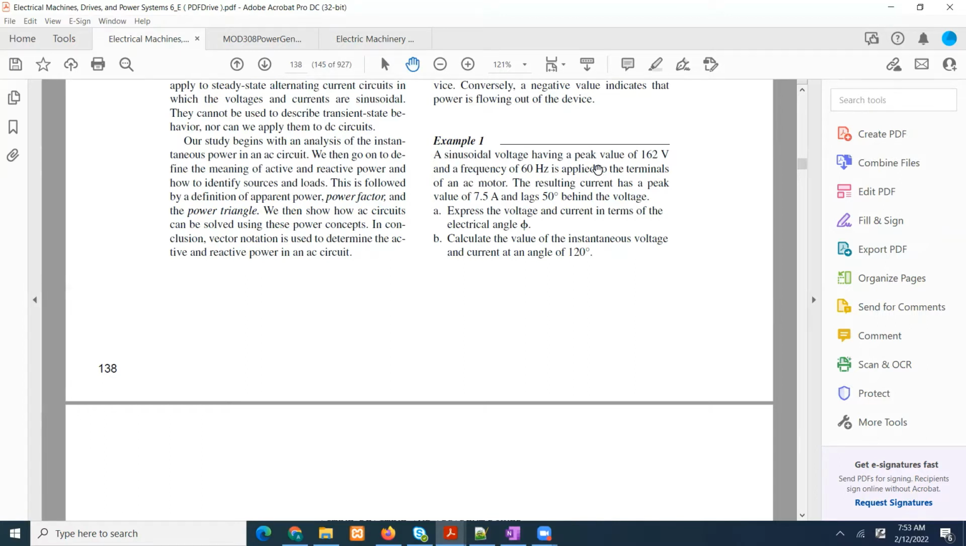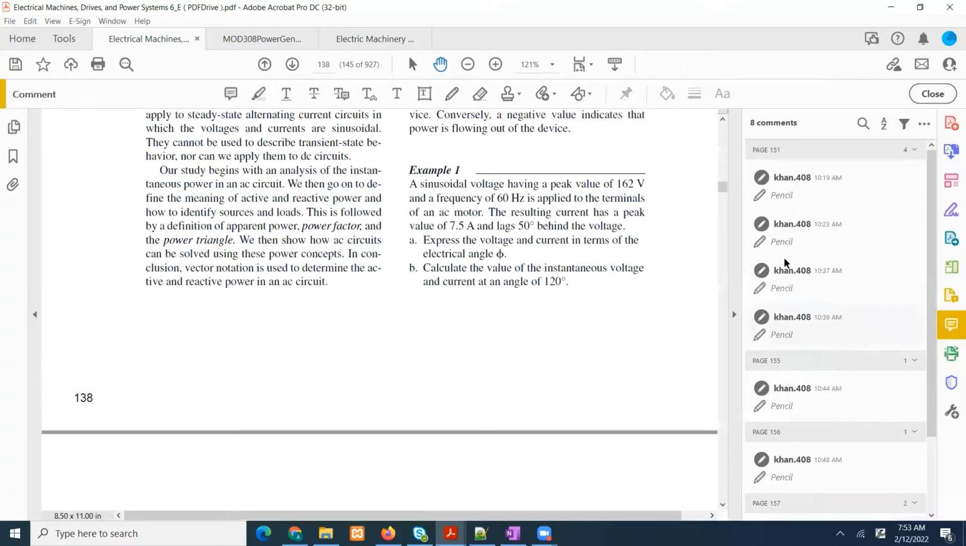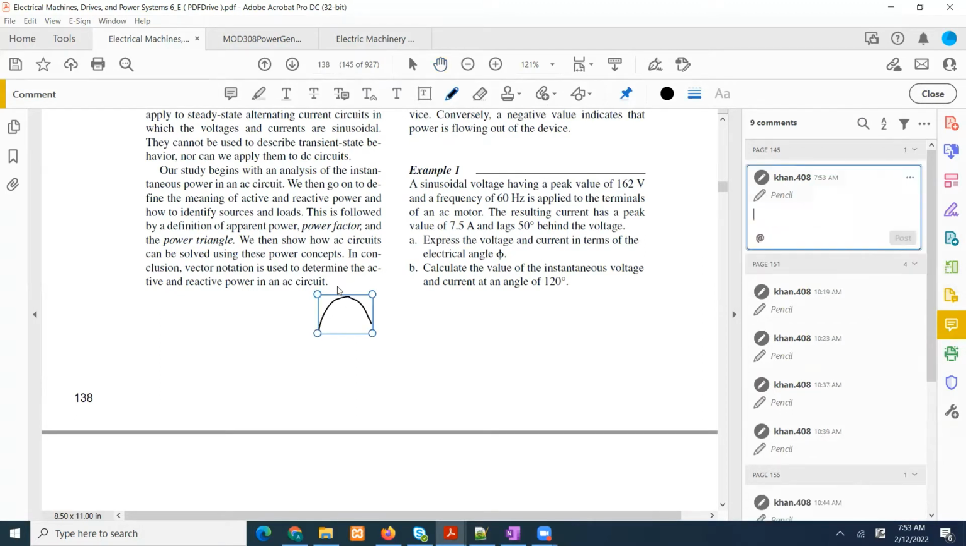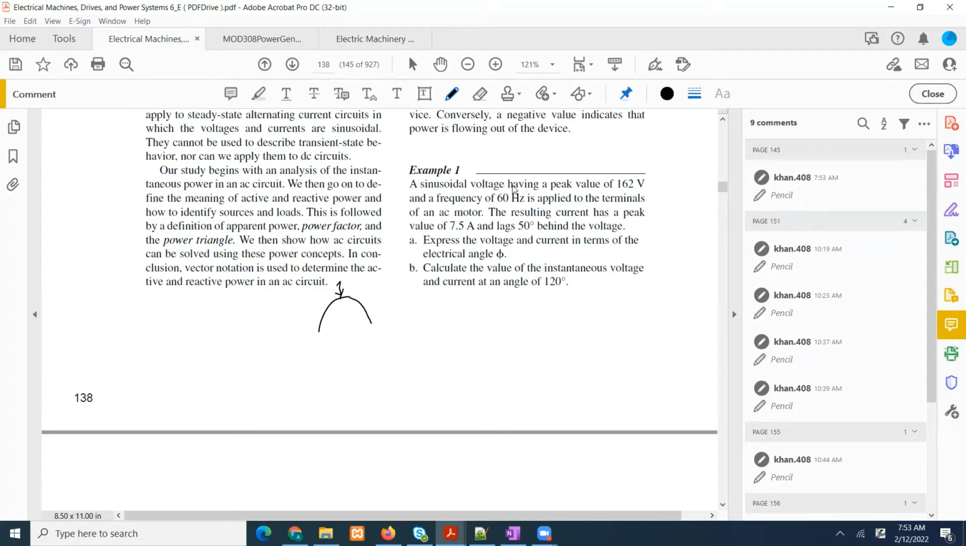So a sinusoidal voltage has a peak value of 162. Anytime it says a peak value, that is the max value. So what he's saying is it is this guy right here, right? And it says it is a sinusoidal voltage, so this peak value is 162. When you see this, automatically you would write Em sine of theta. So this value right here is what? It is 162.